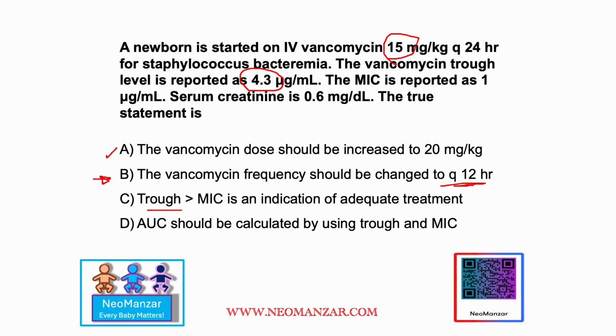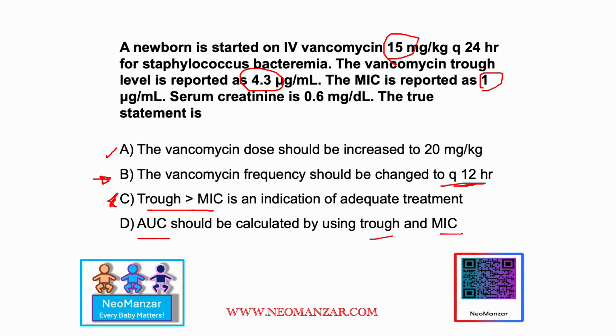What about trough greater than MIC? Here the trough is 4.3 and is greater than the minimum inhibitory concentration. So this is interesting because the general concept is that people look at the MIC and say, okay, my trough is above that, but that is not scientifically how we look at it, and I will explain in the next slide. And the option: area under the curve should be calculated using the trough and MIC.